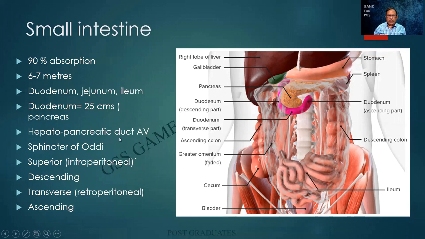There is a hepatopancreatic duct and there is an ampulla of Vater, which is of great importance in our grossing as well as the Whipple surgery. A sphincter of Oddi, superior, and these are all the various parts of the duodenum. There is a superior part, a descending part, a transverse part, and an ascending part. You will be seeing all this in the next one. So I hope that you people are getting some kind of an idea.